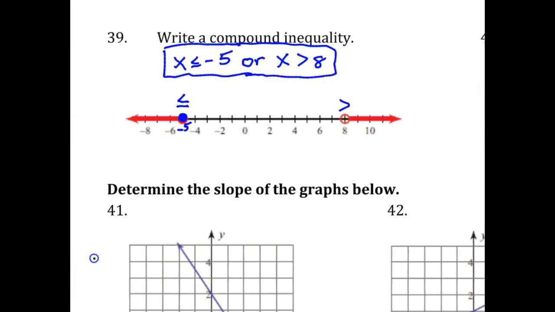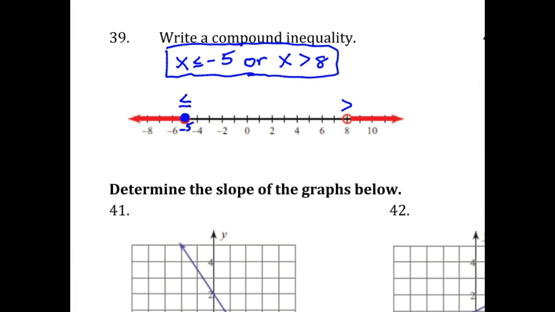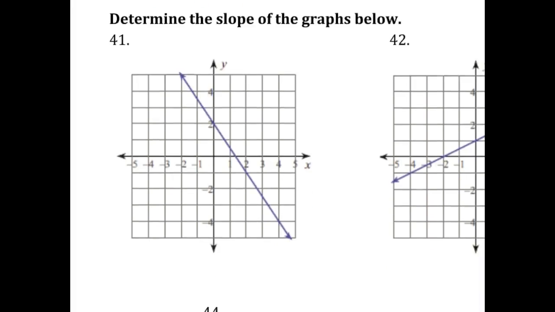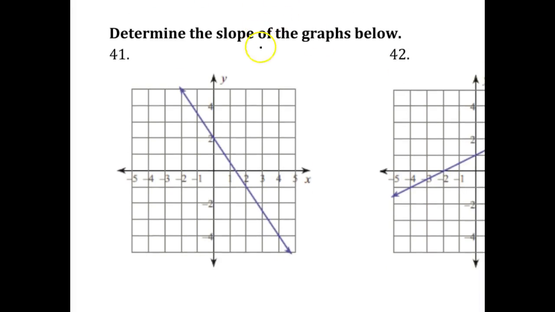Okay. All right, let's change over to some graphing, some slopes. So slope, remember there's several kinds. We have positive, we have negative, right? We have horizontal, which is a zero slope, and we have the vertical, which is undefined.